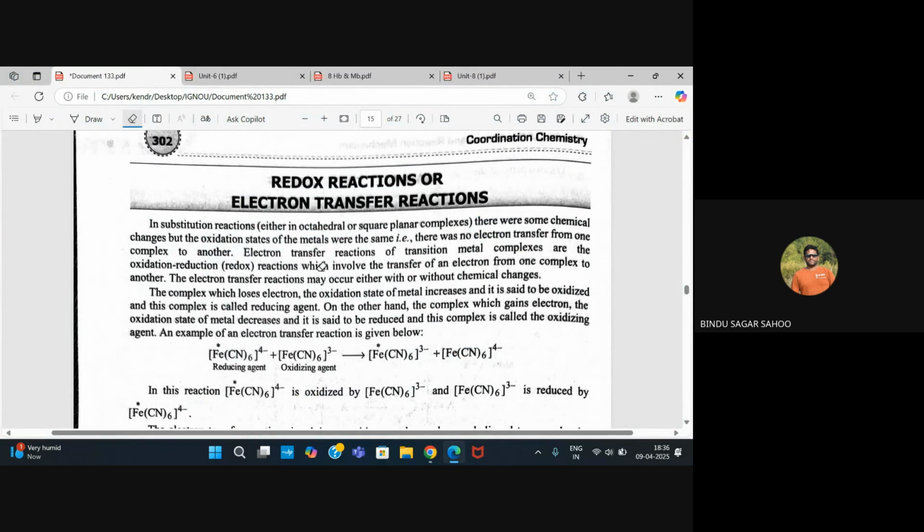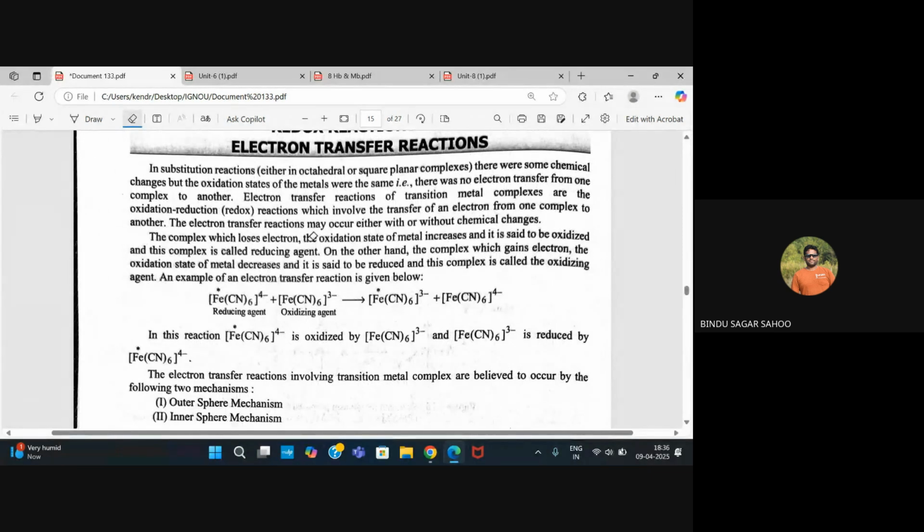So today we will discuss redox reactions and electron transfer reactions, particularly the mechanism by which electron transfer or redox reactions occur in transition metal complexes. Previously, you studied substitution reactions in octahedral and square planar complexes. But when a substitution reaction occurs, there is no change in the oxidation state of the initial metal.